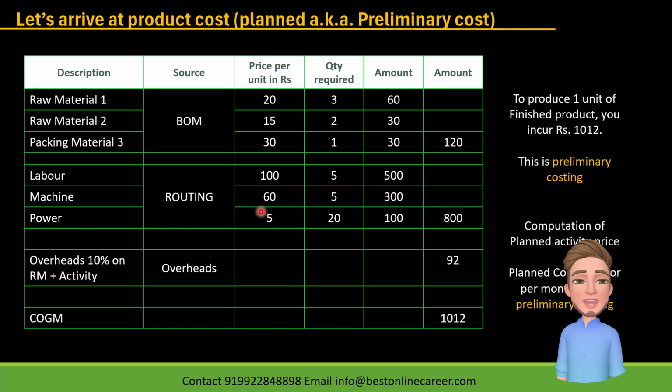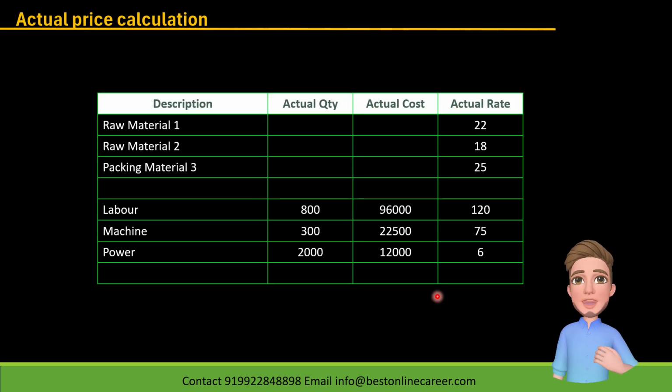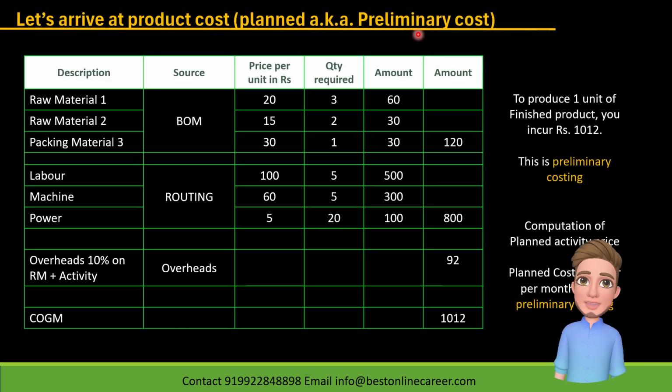Then power cost, it is 5 rupees per unit, and I need to expend 20 units to produce 1 unit. So I make 100. All these make up 800. So 120 plus 800 gives me 920. On top of it, I loaded 10% as overheads, which represents, as I said, administrative expenses, staff salaries, etc. And it comes to 92. So the total of all these should make 1112. I'm sorry for this small arithmetic error. Okay, so it's 1112. Those were your preliminary estimate that you have arrived at.